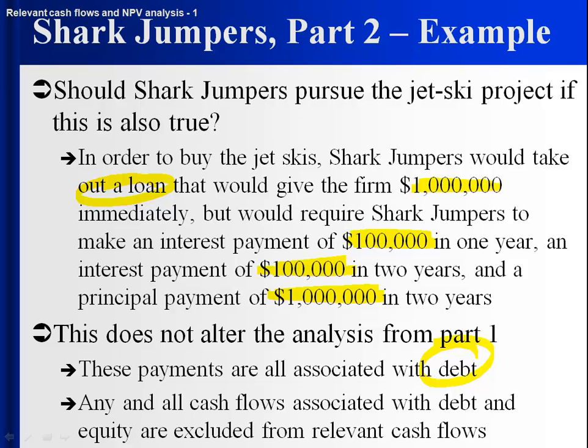Think about it this way. Suppose they make this loan or they agree to this loan. So they're on the hook for these cash flows. Is the jet ski project a good use of that money? So we want to separate out those two decisions.